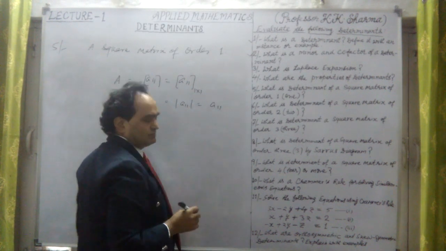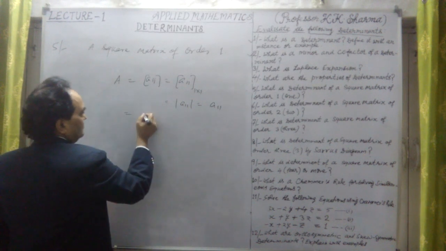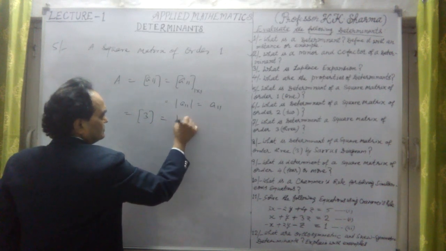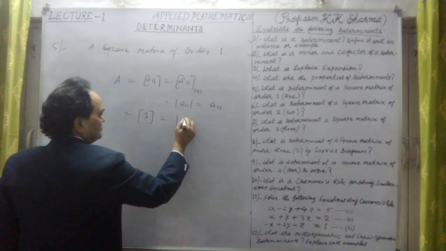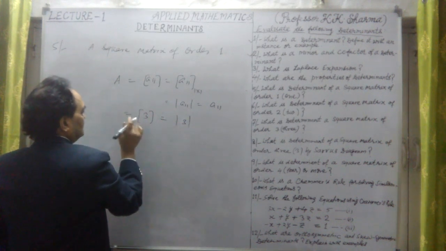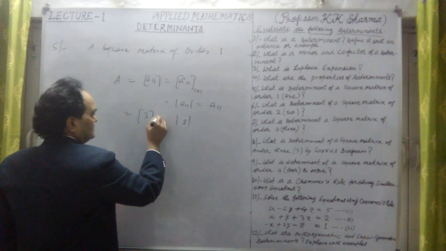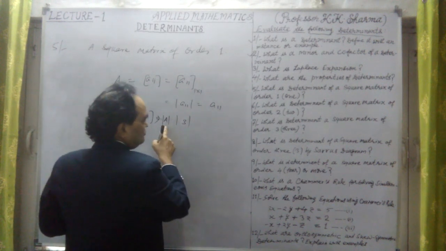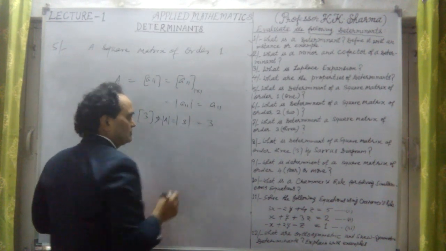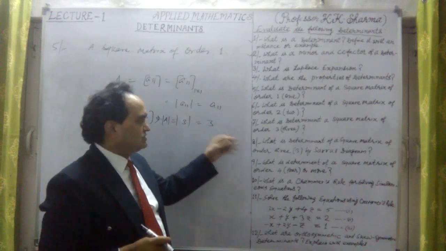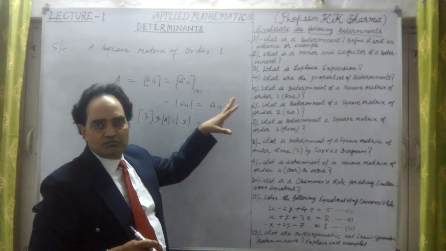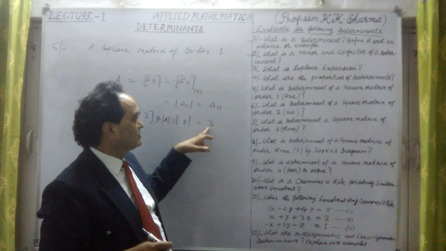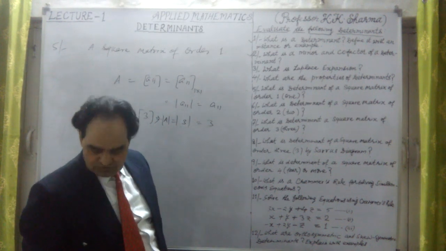This is the numerical value only. If I take a numerical value, let me take 3 here. This is the matrix. The determinant value of this is 3 only. So suppose A is equal to 3, the determinant value of A is equal to the determinant of 3, that will be 3 only. In case of a determinant of a square matrix of order 1, the answer is the numerical value itself. This is question number 5.